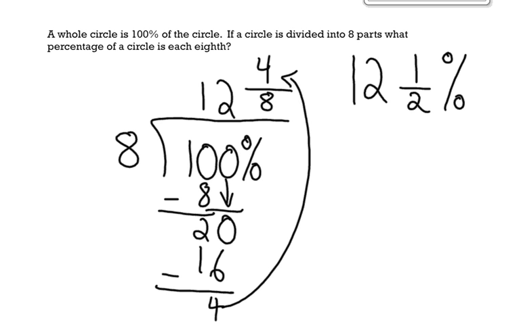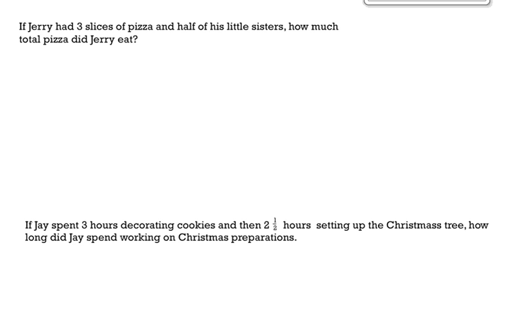So we have some division that gives us some mixed numbers. We can also look at whole numbers and fractions and how we're going to put those things together in addition and subtraction. So it says that Jerry had 3 slices of pizza and half of his little sister's 1 slice of pizza. How much total pizza did Jerry eat? So we know he had 3 whole slices and he had an additional half slice, finishing up with little sister's pizza. So the question would be, how much pizza did he have in total?